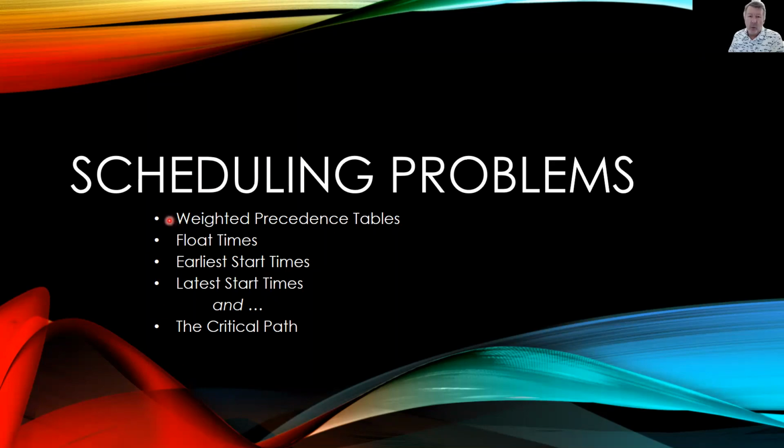We're going to be using weighted precedence tables. So that's just about the time or the number of things or how volume of things. It could be any sort of measure. We're talking about float times. Now that's about if we can delay some activities. We've got a little bit of float time. We could hold off finishing an activity. We've got earlier start times, later start times, and of course, the critical path. Let's have a look at what those mean.